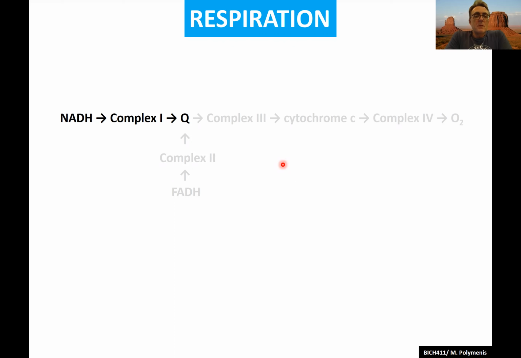Hi everyone. We'll start with our more detailed description of the electron transport complexes. In this video, we'll start with complex 1, which again, what does it do? It takes electrons from NADH and passes them on to Q. So it reduces coenzyme Q from the ubiquinone to ubiquinol state.